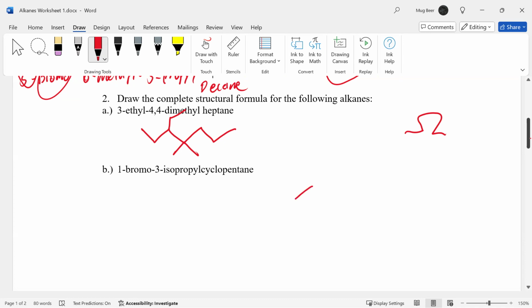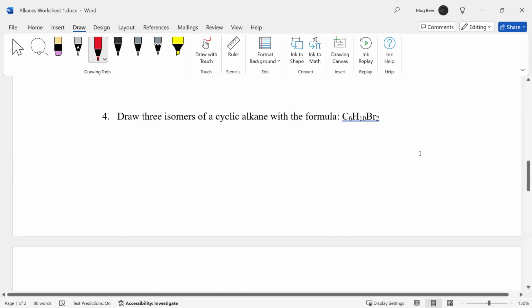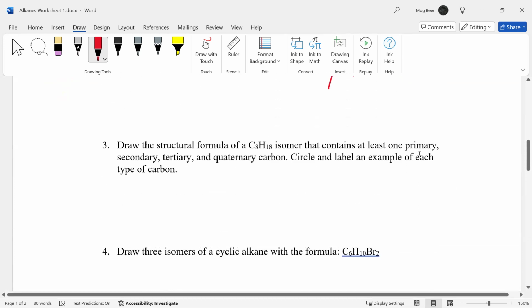Cyclopentane. Weird. There we go, pentagon. And then Br on number 1. And then 1, 2, 3. Isopropyl. Oh, it's ISO, not connected to the end, connected to the middle. That was quick thinking.